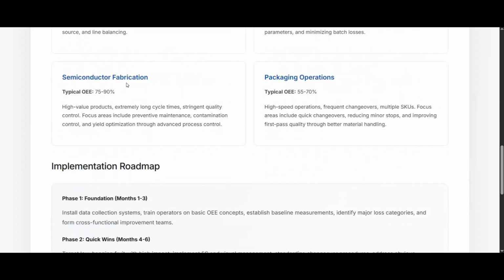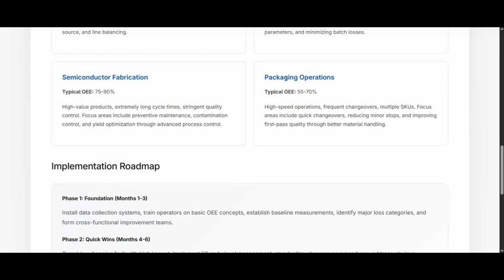Okay, semiconductor fabrication. This one's the elite club of manufacturing efficiency. OE here can reach between 75 and 90% thanks to advanced automation and precision. These facilities produce high-value components with extremely long cycle times and no room for contamination. So their focus is on preventive maintenance, contamination control, and maximizing yield through process optimization. Every wafer counts, and even a small improvement in yield can translate into huge gains.